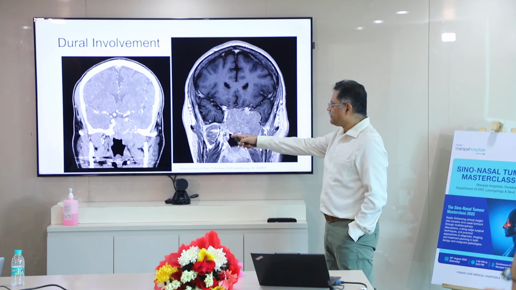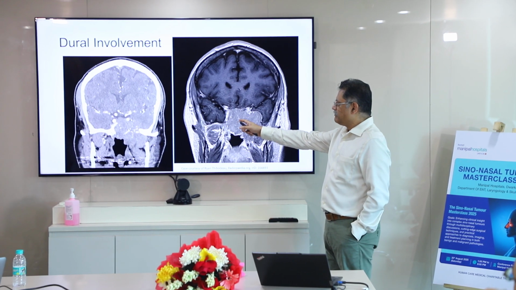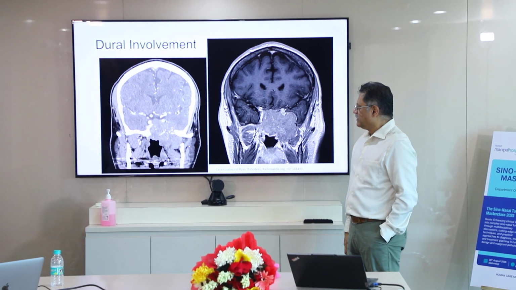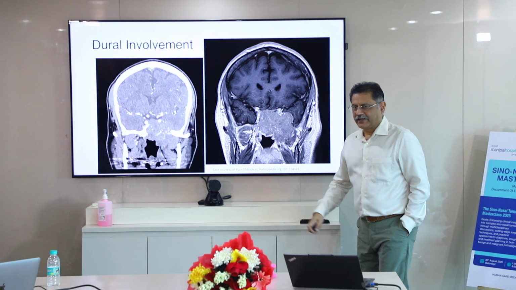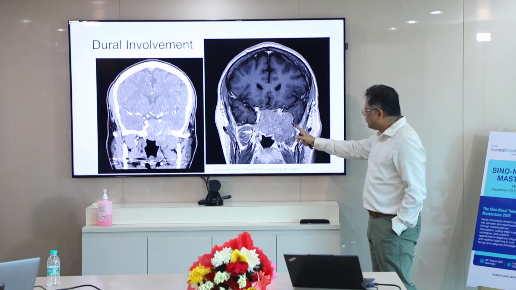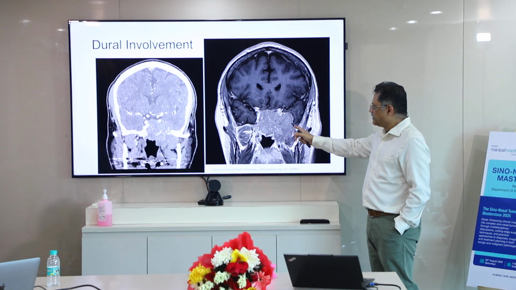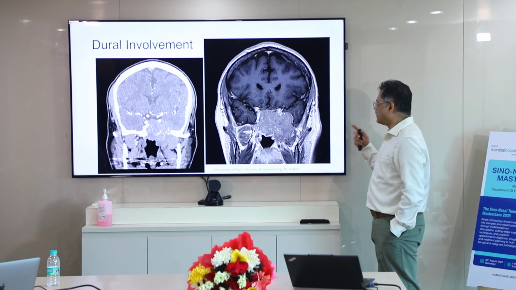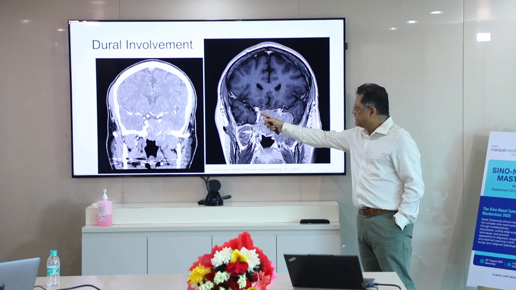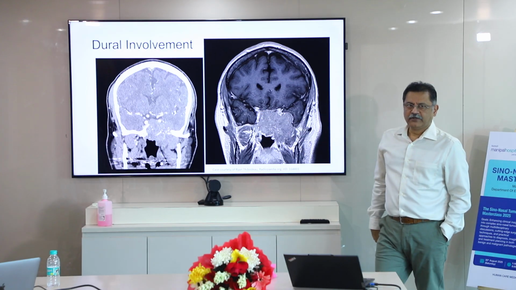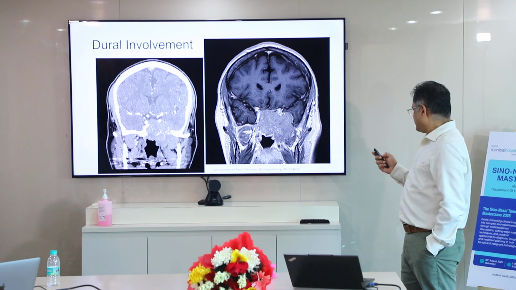As you can see in the CT scan, one cannot really make out the difference between the tumor and the brain. Whereas on an MRI scan, you actually have a clear cut. We can say that there is no dural involvement because of this clear zone that one can see between the tumor and the dura and the brain.